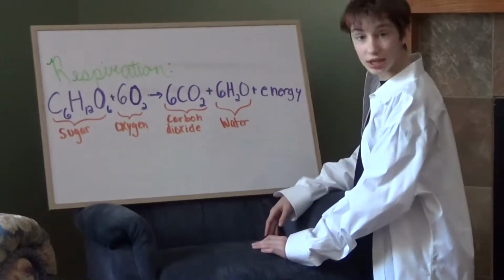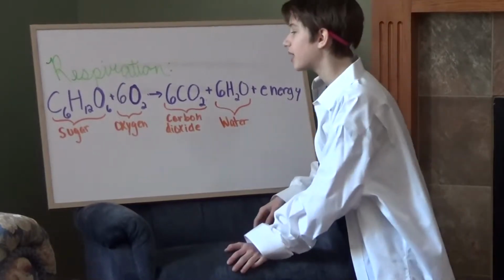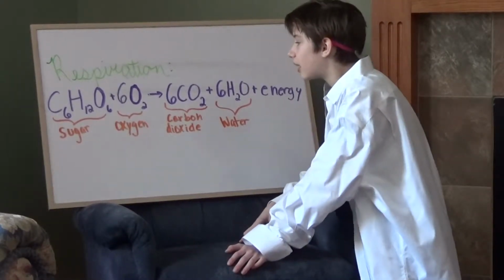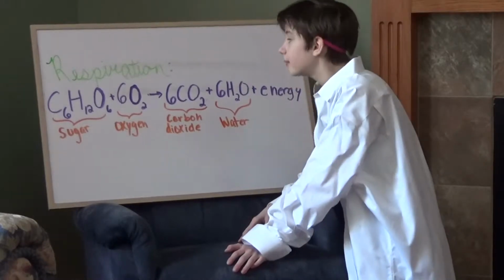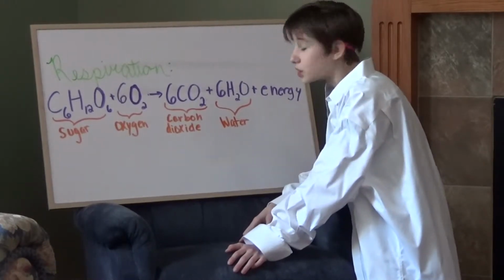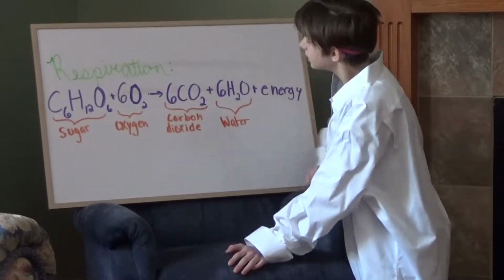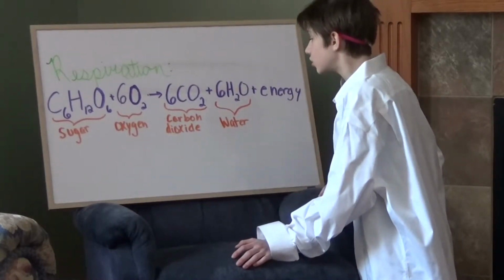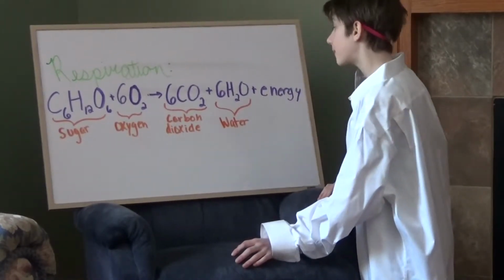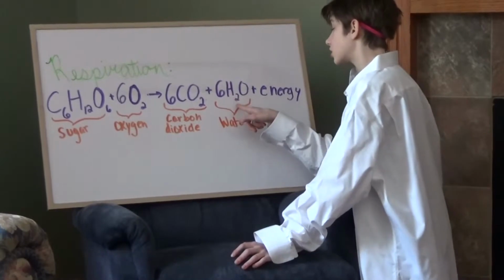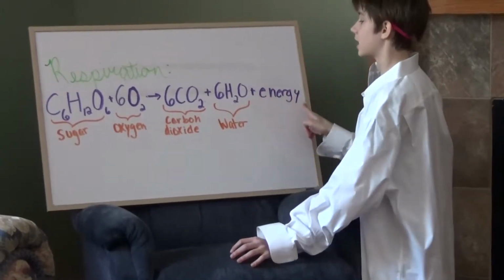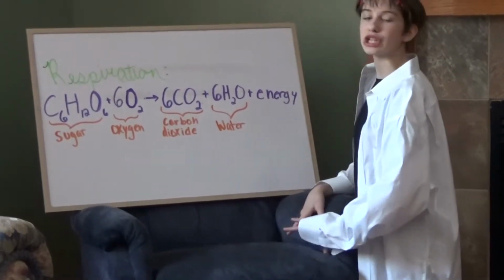And this is the equation for respiration. We have C6H12O6, which is sugar, plus 6O2, which is oxygen, yield 6CO2, which is carbon dioxide, plus 6H2O, which is water, plus energy. And that's how you get respiration.